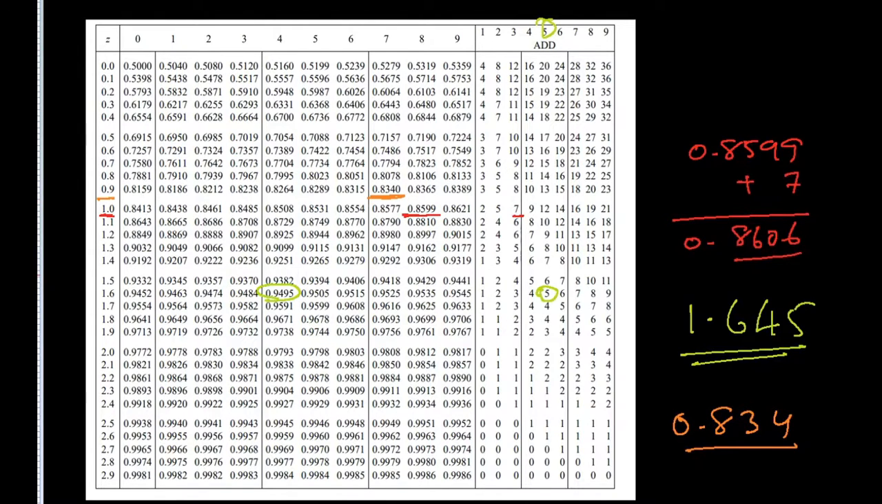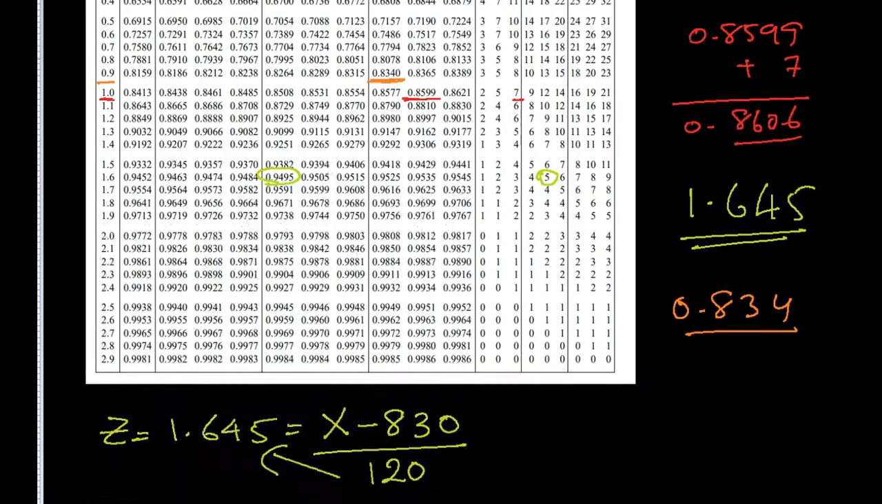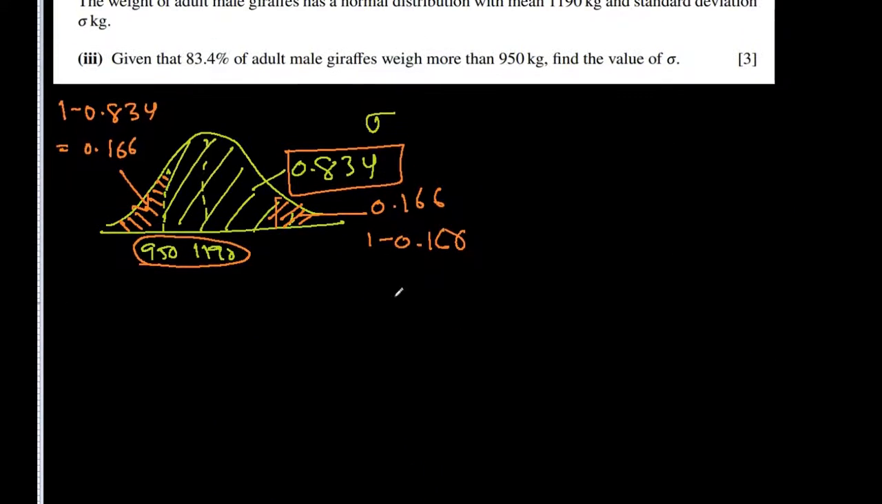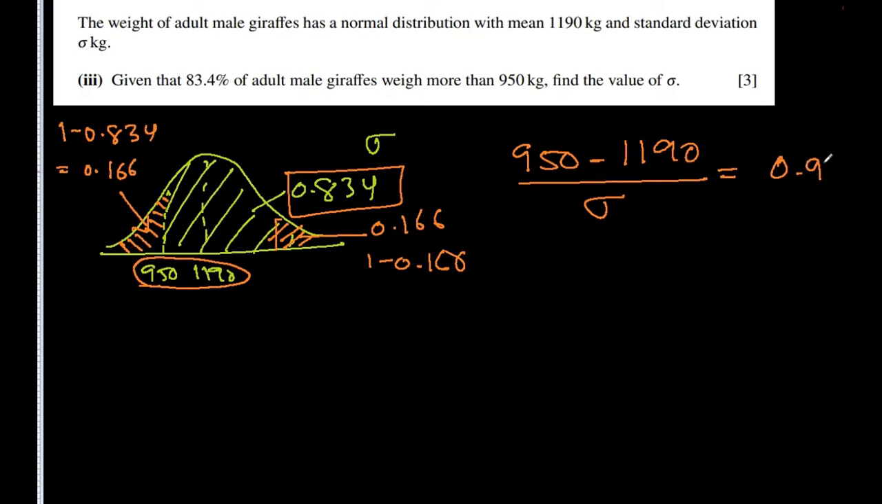0.97 is the Z score. Okay. So 950 minus 1190 over sigma, we don't know, but now we know that the Z score is 0.97, but it has to be a negative Z score because we know it is less than 50%. It is on the left side of the mean. So now we can do the normal calculations.